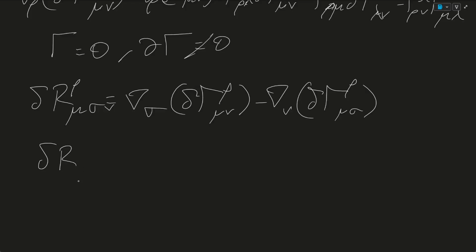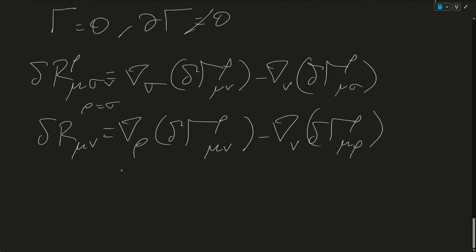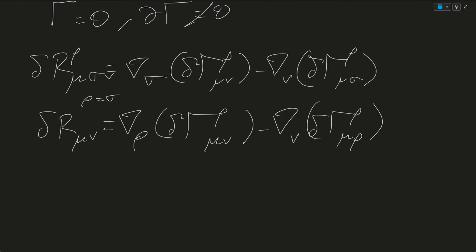R mu nu is equal to delta rho delta gamma rho mu nu minus, contracting indices, by the way, by letting rho equal to sigma, delta mu rho. Cool. Yeah, that looks like the Palatini identity. I'm gonna double check my notes. That is the Palatini identity. Okay.